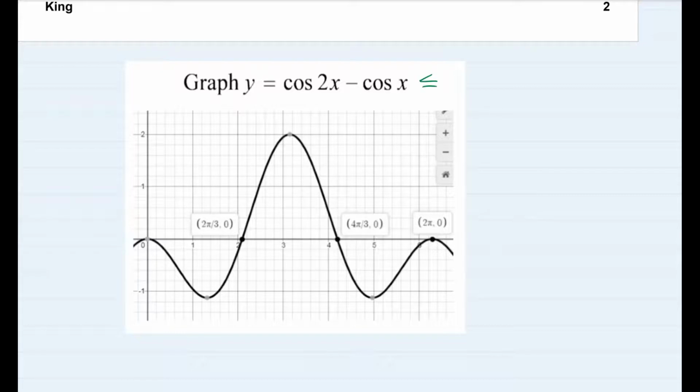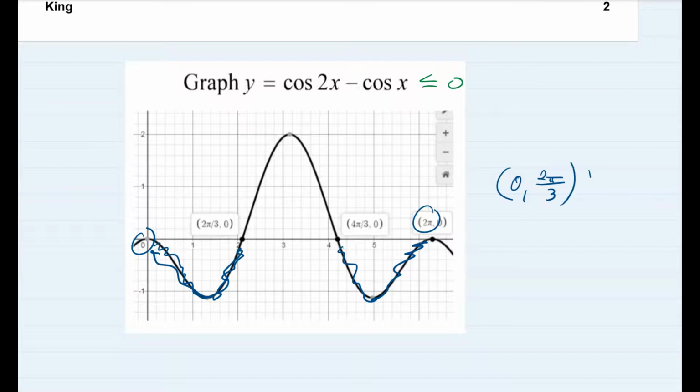And so if this were to be less than 0, well, that means we need to be looking at the range of angles where the graph is down below here. And you can see I've already got the 2 pi listed here, and of course 0 is over here. So from this graph, we can fairly readily see that from 0 to 2 pi over 3, in union with 4 pi over 3 to 2 pi, we'll solve that inequality.